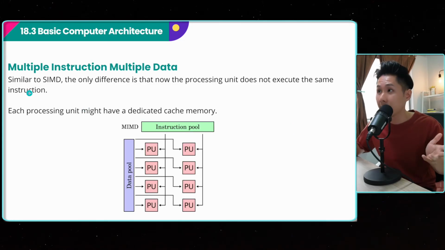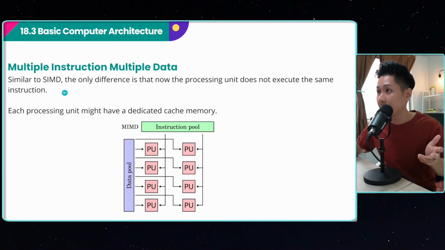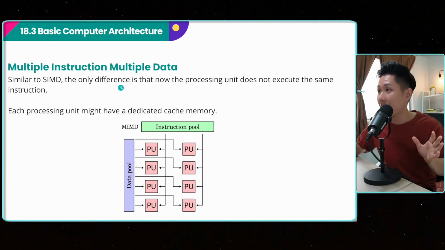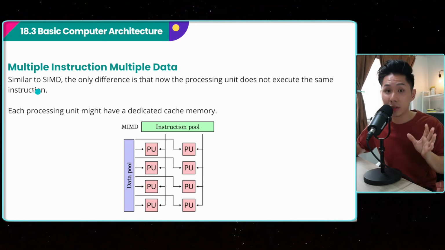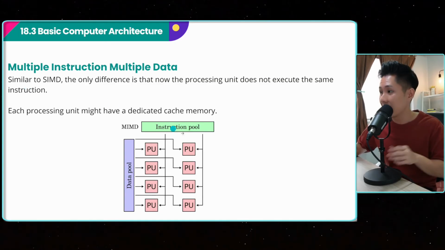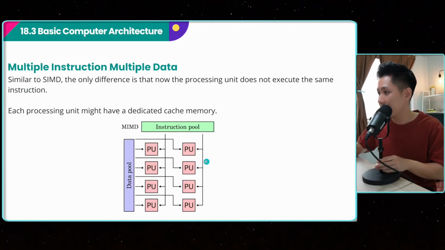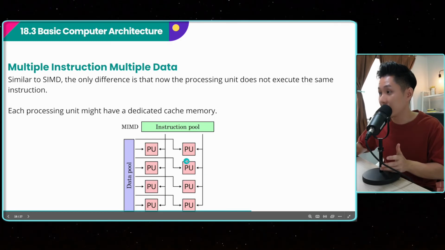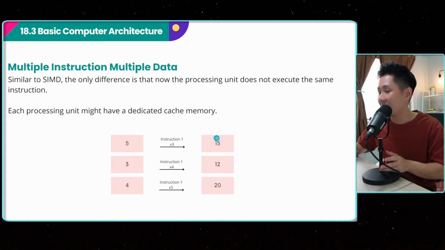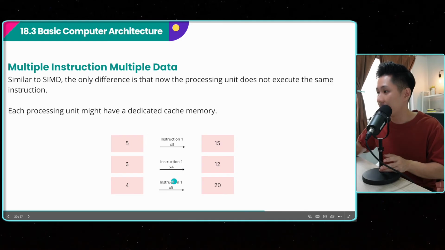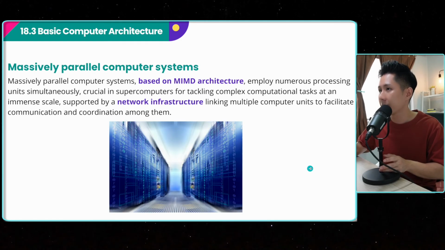Next one, the last one, is multiple instruction, multiple data, similar to SIMD. The only difference is that now the processing unit does not execute the same instruction. So you can see from this diagram, different processing units are getting different instructions, and they are also getting different data. Okay, so this is how it looks. I have different data here, followed by different instructions. Instead of multiplying by 3, there are 3, 4, 5.